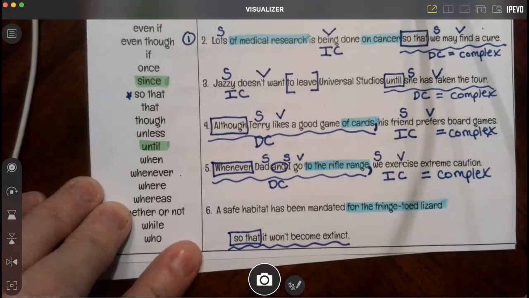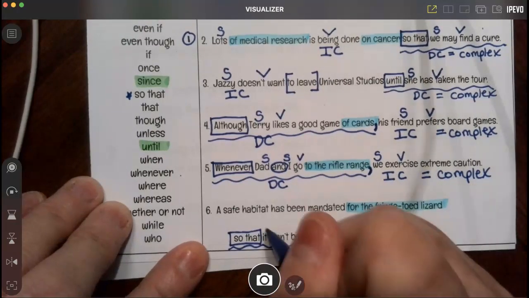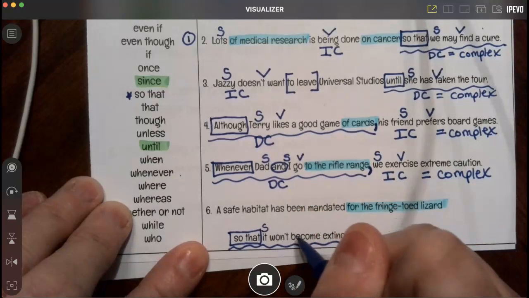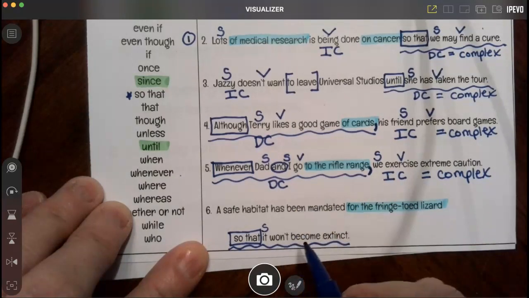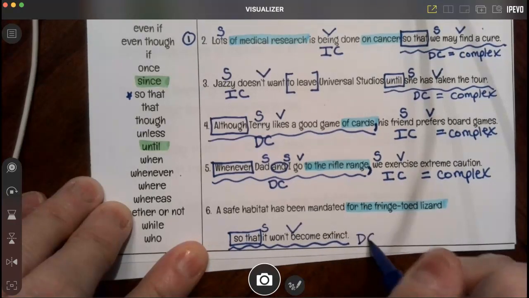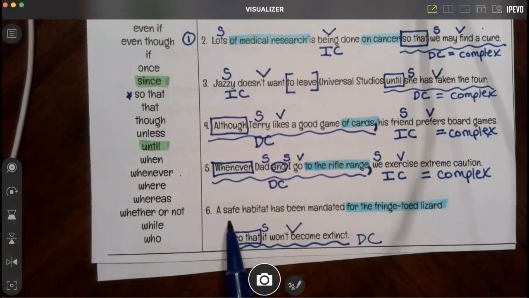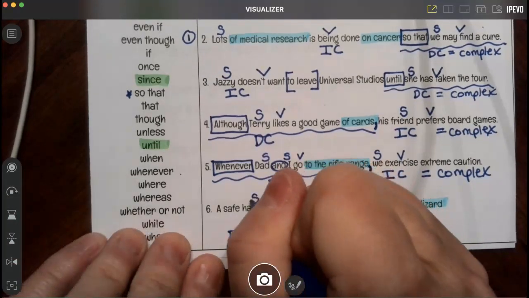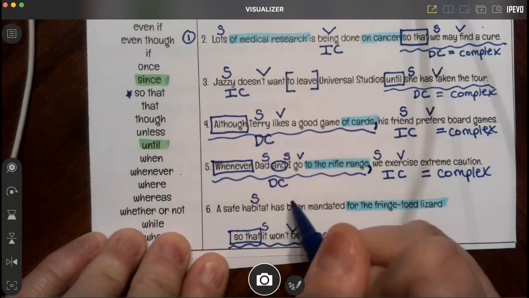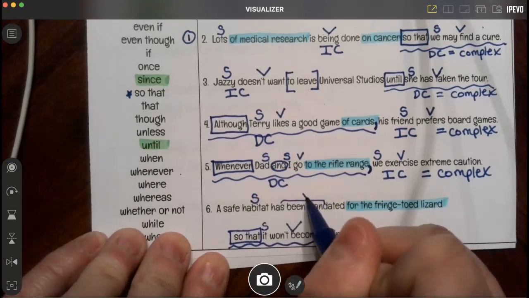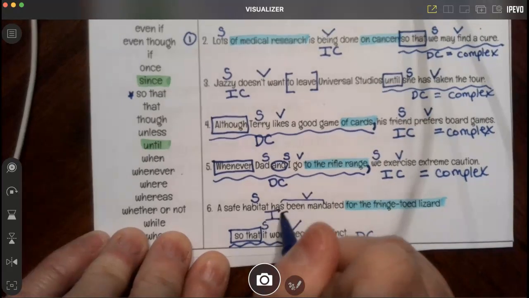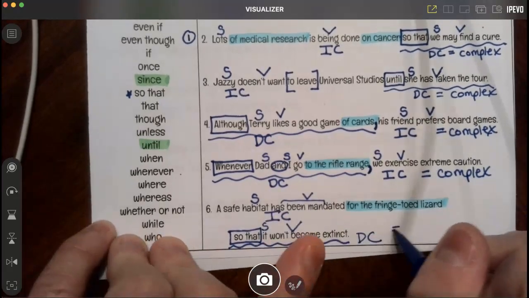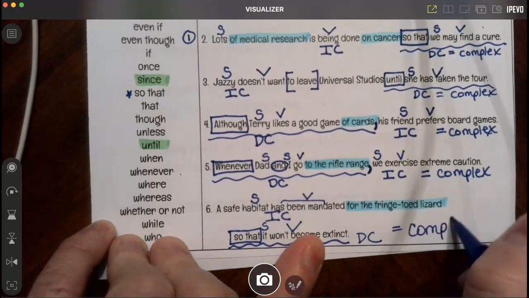Within that clause, there has to be a subject, it, and the verb that works together, won't become. So that's a dependent clause, and it has to have an independent clause: a safe habitat has been mandated. The subject here is habitat, and the verb phrase is has been mandated. All works together. So an independent clause with a dependent clause equals a complex sentence.